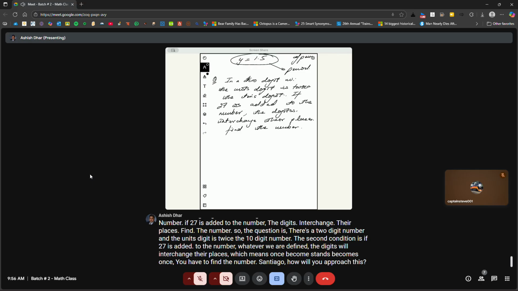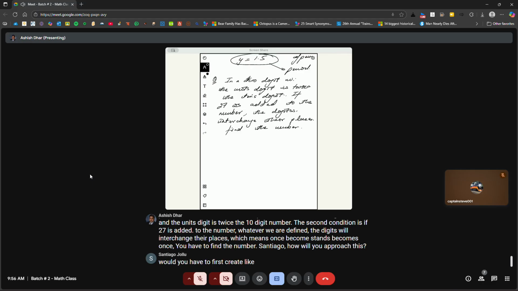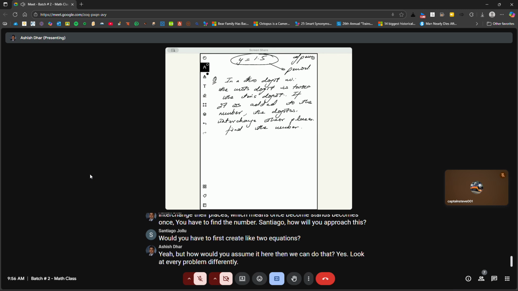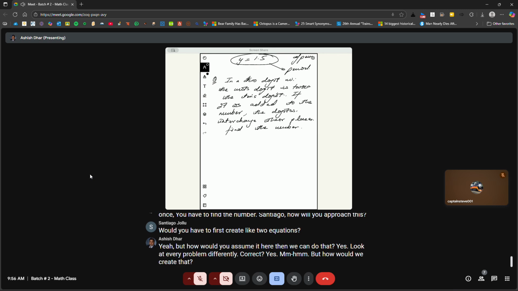Santiago, how will you approach this? Would you have to first create an equation? Yeah, but how would we assume it? Yes, look at every problem differently. Correct. But how would we create that? So, what is the assumption going to be?